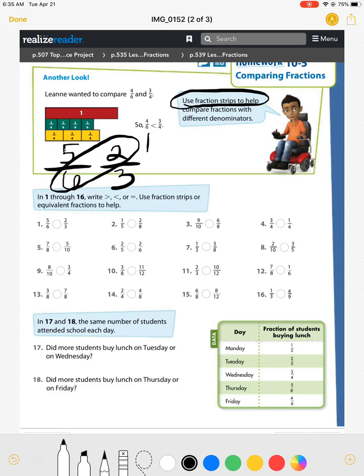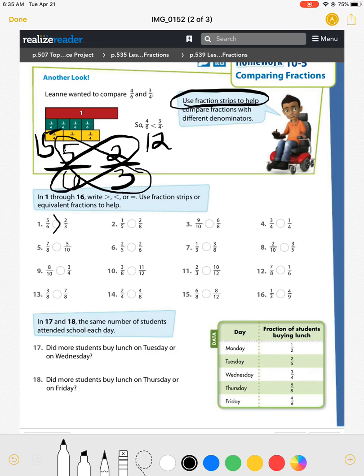Six times 2 is 12. So 12 represents the fraction 2/3. 3 times 5 is 15. And we know that 15 is greater than 12, so 5/6 is greater than 2/3. So use your greater than symbol.